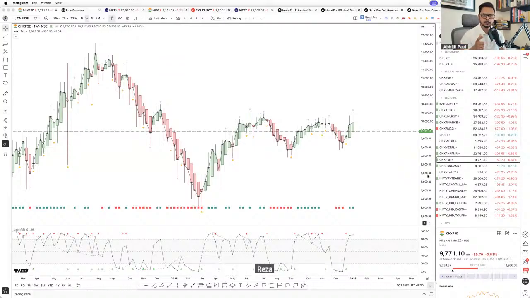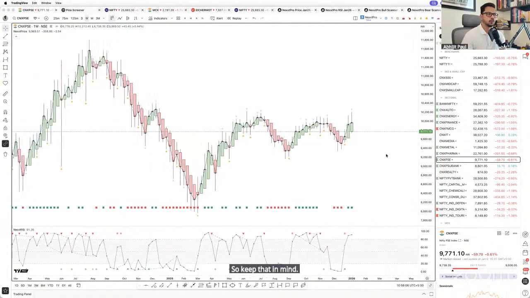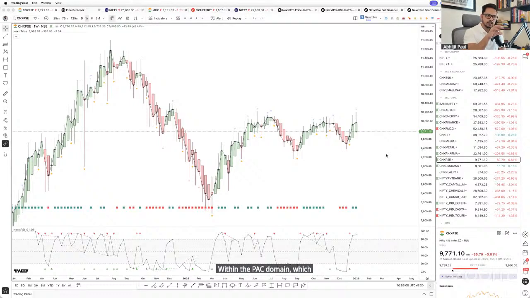And it can be that defense stocks come out. The defense stocks are showing improvement. It's possible, so keep that in mind. Within the PAC domain, which particular sectoral PAC stocks are giving you that strength? Okay. Banks could be, PSU banks.